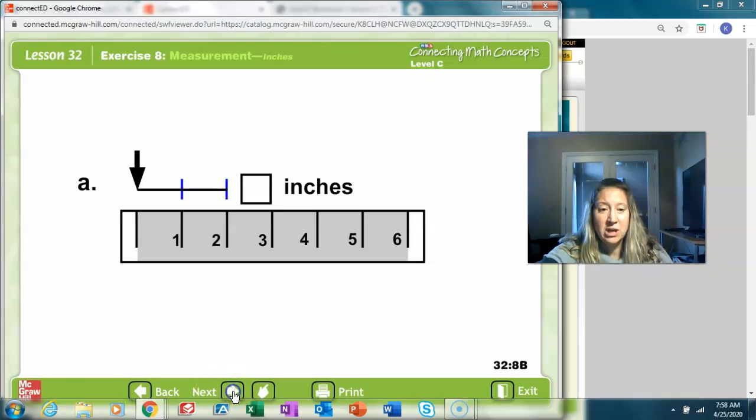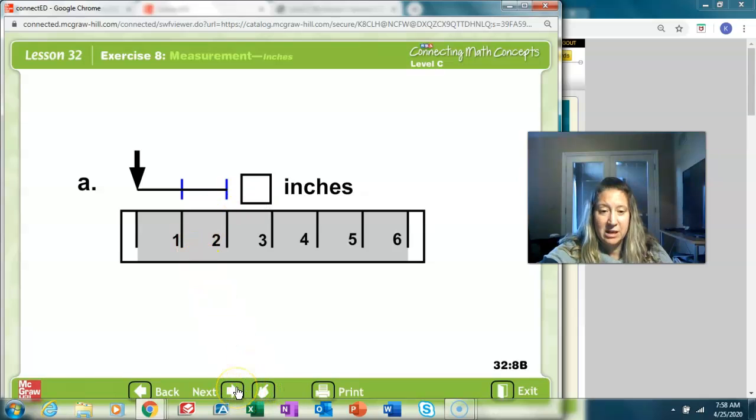So if you look at A in your book, if you have a ruler, you can line it up so that the first line is even with the arrow in your book. But you can also look up here. So you can measure it and you can see how many inches it is, right? So this would be 1 inch, and what would this be? 2 inches. And so in your box, you're going to write 2 inches.